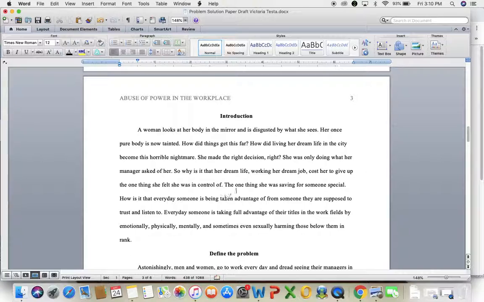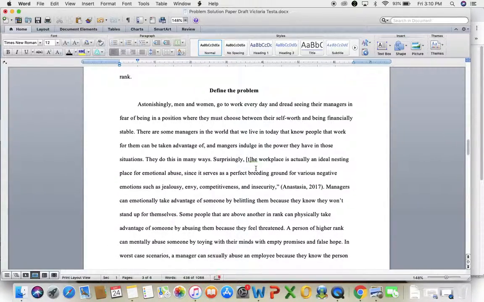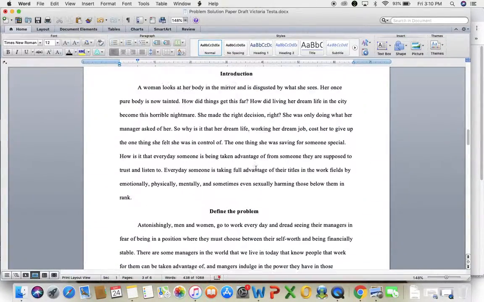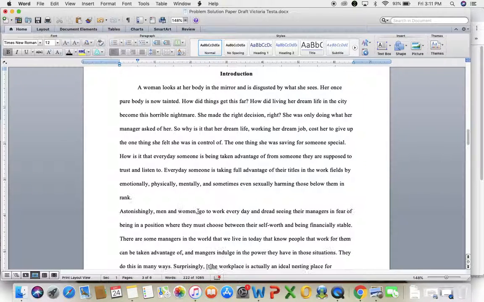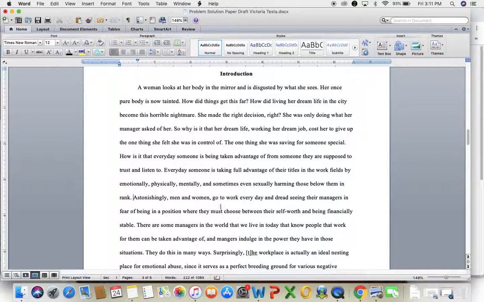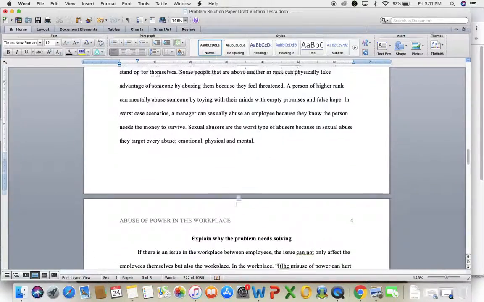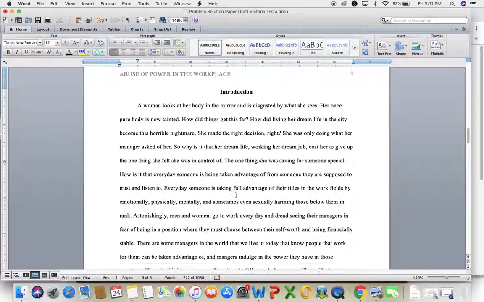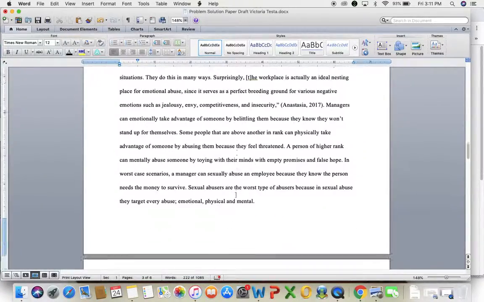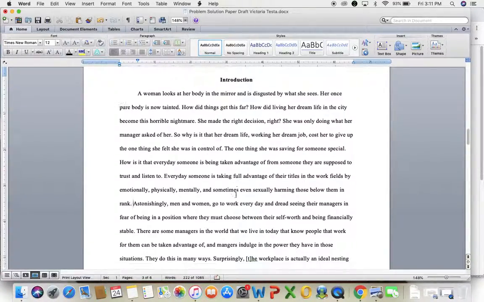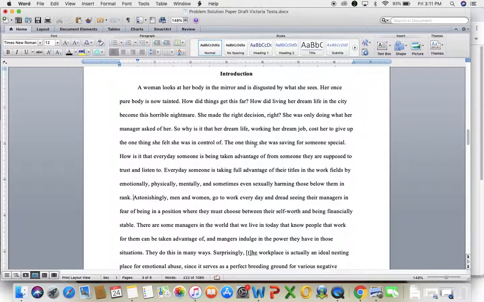So you've got your introduction here, and then you have defining the problem. What I'm going to recommend is that you join these together and then edit for concision to make it a slightly shorter paragraph, so that maybe the paragraph only takes up about three-quarters of the page rather than a full page.